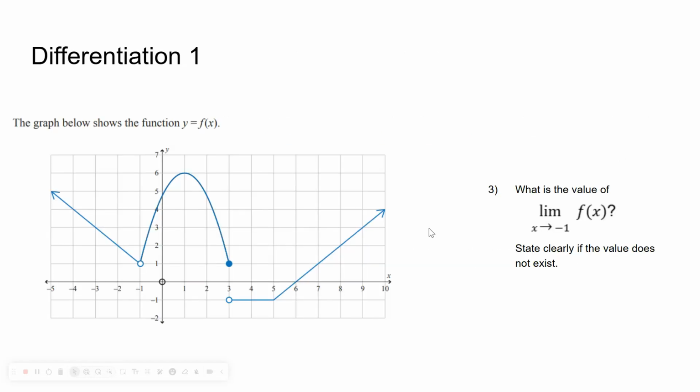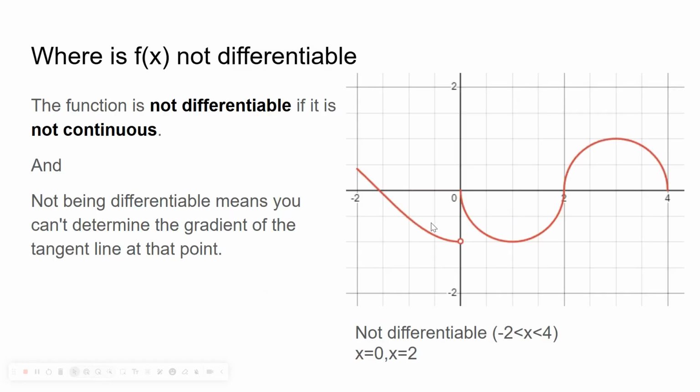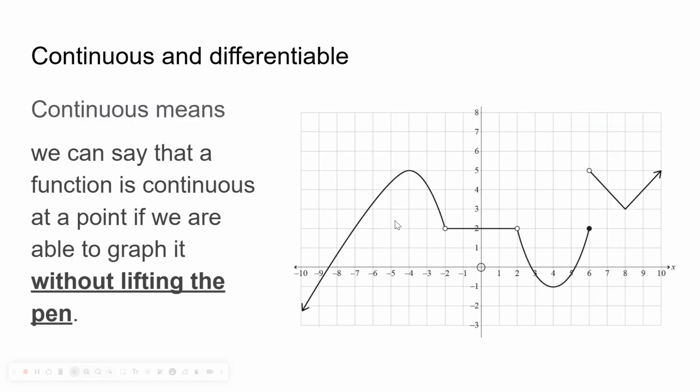Let me go back to some questions. For example, at this point, the limit exists because if you approach from the left and right at this point, you arrive at the same point, which is x equal -2, y equal 2. Whereas at this point, the limit does not exist, because if you approach from the left and from the right, you get totally different values. So in this case, it's not existing.